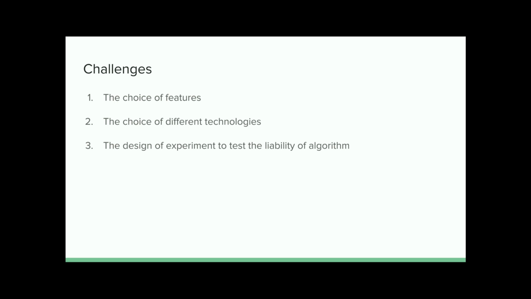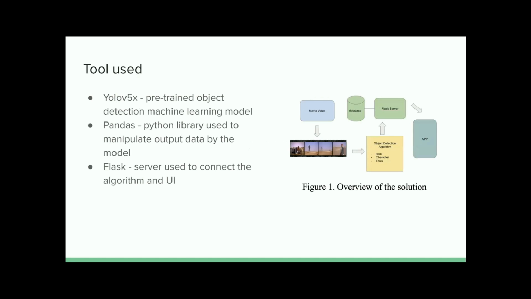But after all, we managed to pull it off. And let me introduce the tool we used. As I already mentioned before, we used YOLO v5x. So YOLO v5 is the pre-trained object detection machine learning model we used. X stands for the size of it, and as you can see, it's the largest of the YOLO v5 models. And we used pandas.